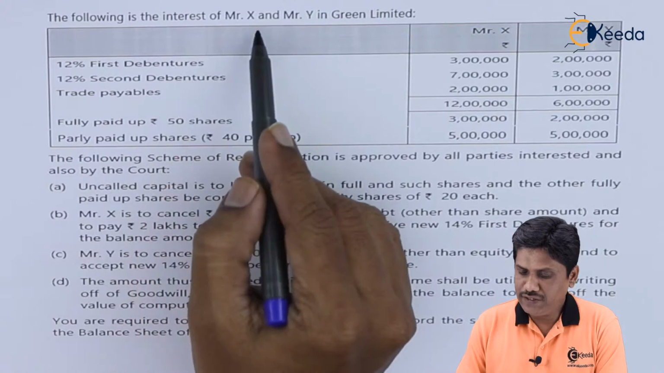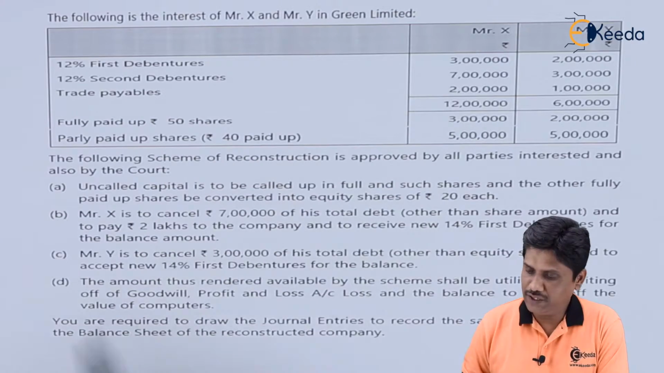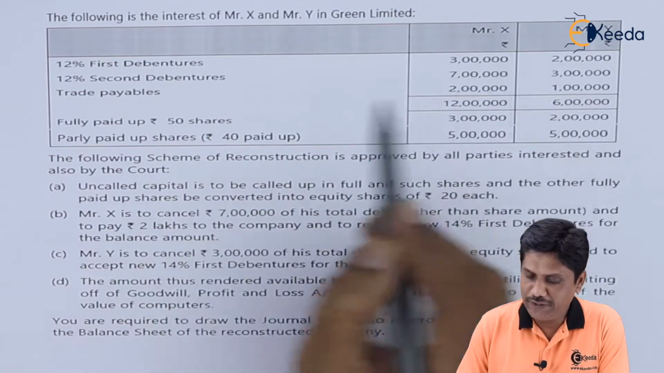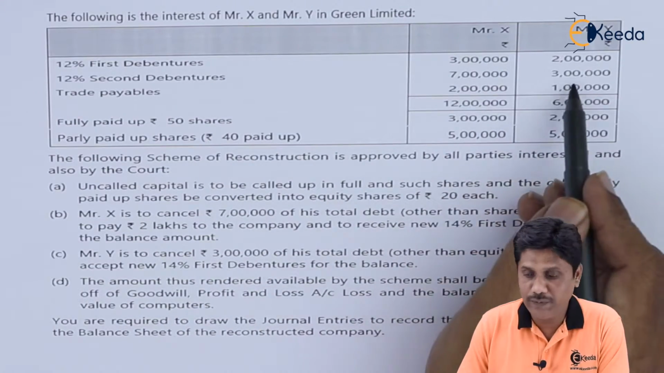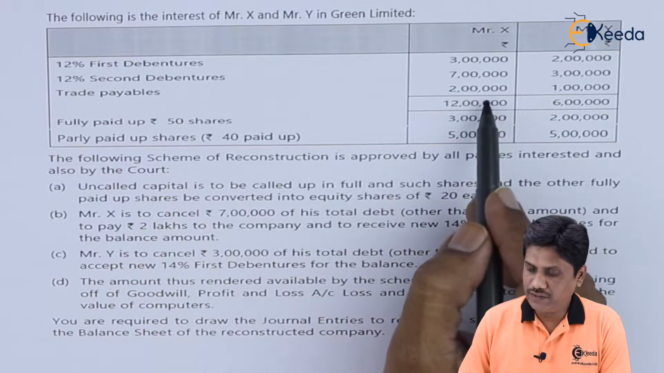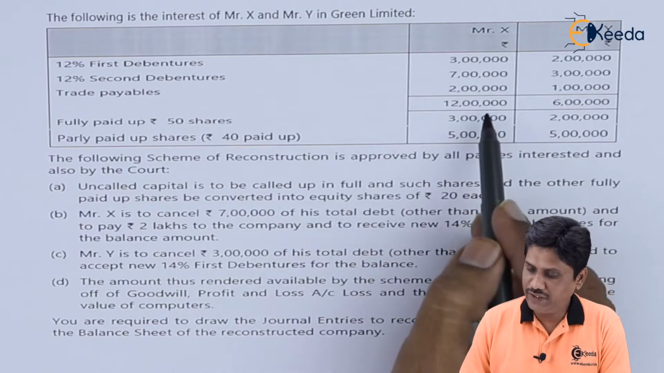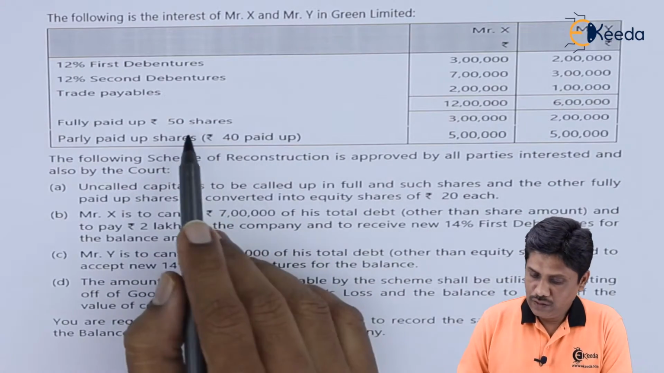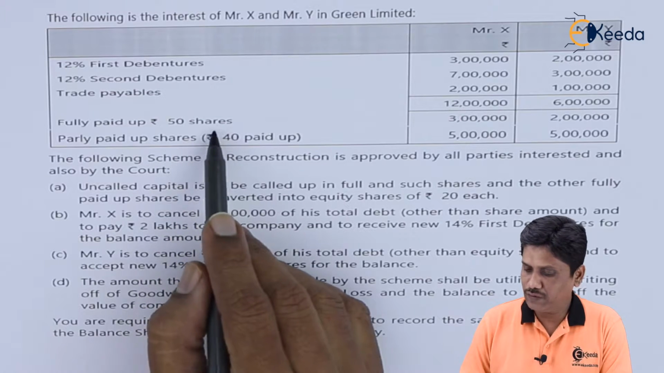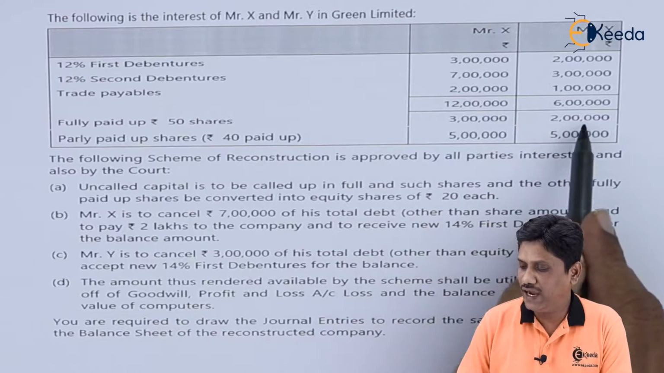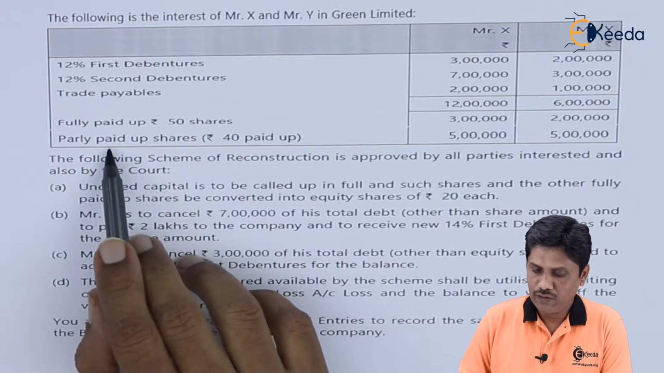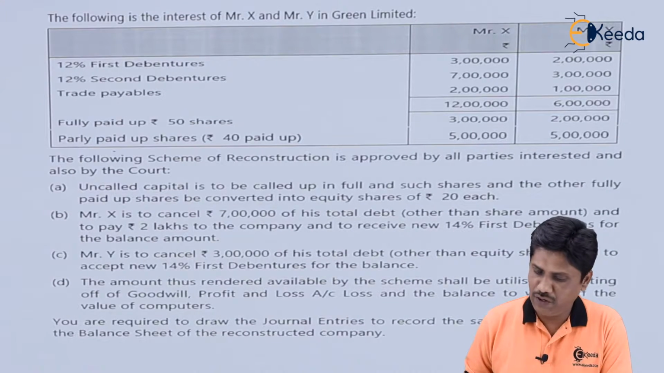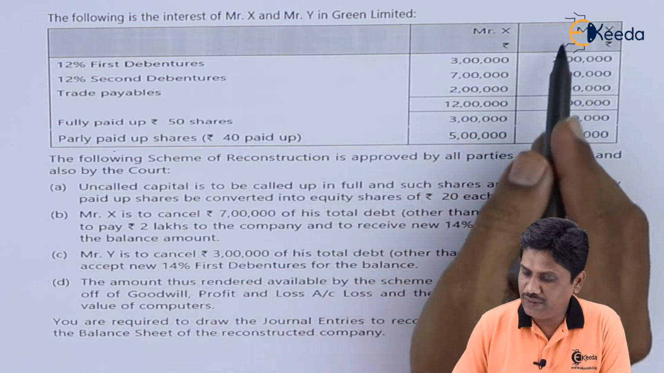Let's see further. Following is the interest of Mr. X and Y in Green Limited. So they are the major stakeholders. What are they holding? 12% first debenture, 12% second debenture, again split is given. Trade payable are there, 2 lakhs and 1 lakh. In that way, total due to Mr. X is 12 lakhs and total due to Mr. Y is 6 lakhs. They are also holding fully paid up shares of 50, 3 lakhs and here 2 lakhs. Partly paid up shares, rupees 40 paid up, they are also holding 5 lakhs and 5 lakhs. Amount is given in terms of rupees. So these are the claims of Mr. X and Mr. Y.